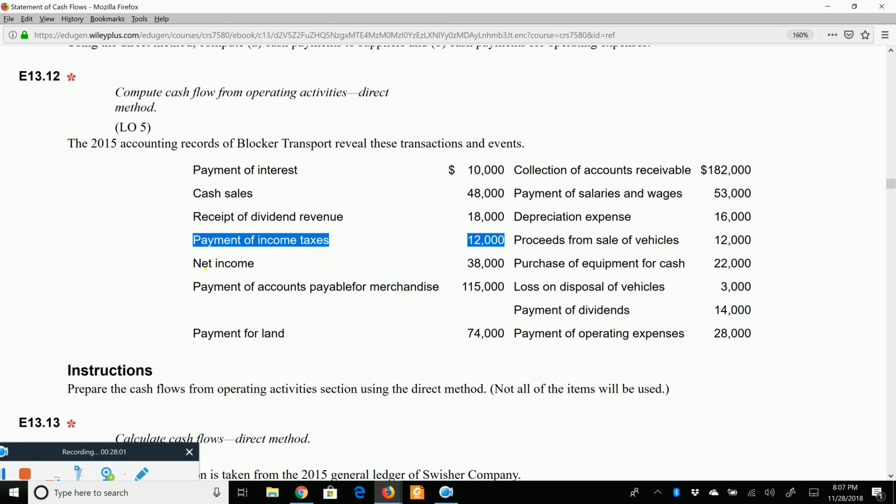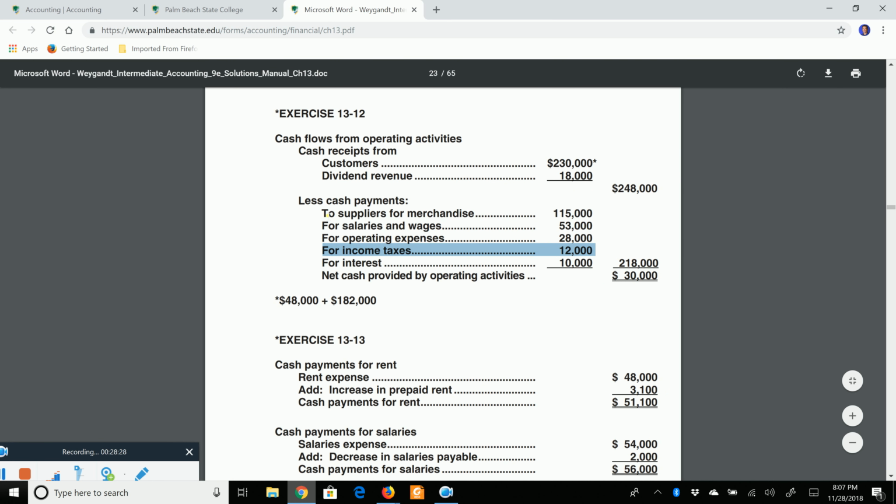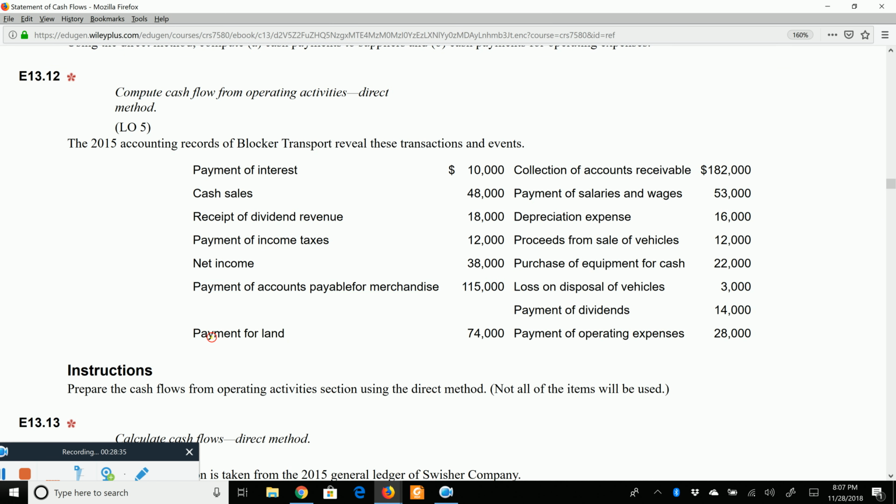Okay, next on the list, net income, $38,000. Well, like I said, for the indirect method cash flow statement, that would be the starting point. But with direct method, we don't need to worry about the net income. Okay, next, payment of accounts payable for merchandise. We're paying our vendors. That's part of normal operations, and that's a cash outflow, $115,000. That's this top number here, to suppliers for merchandise.